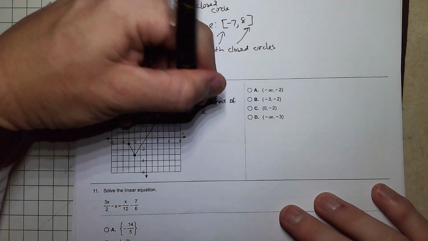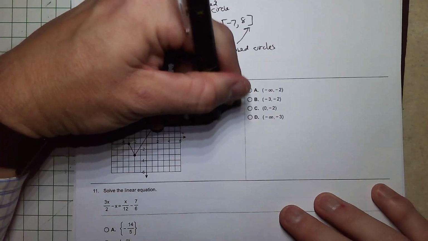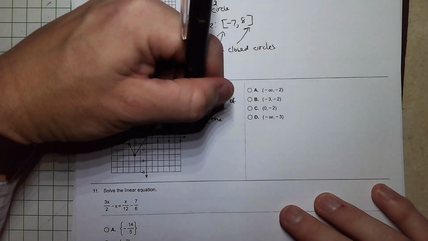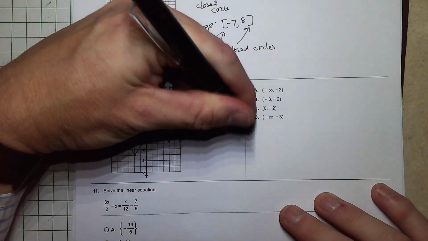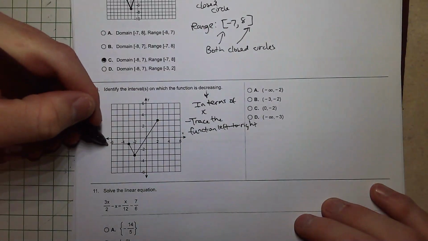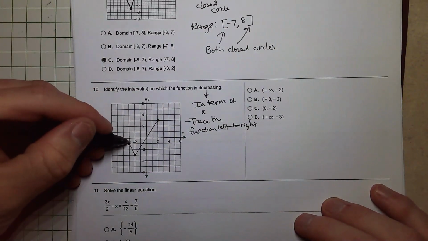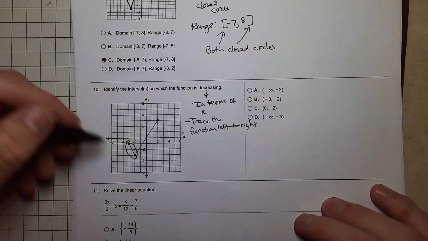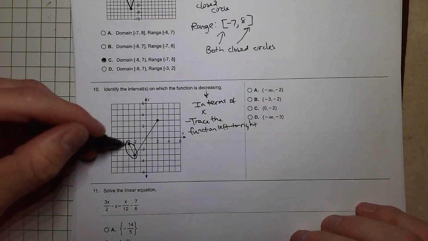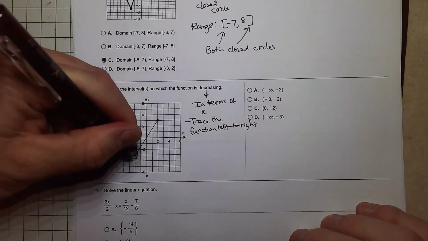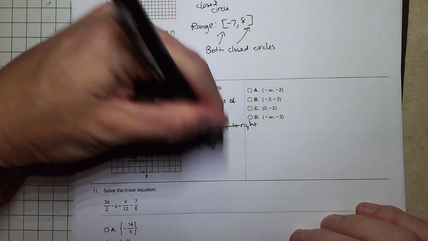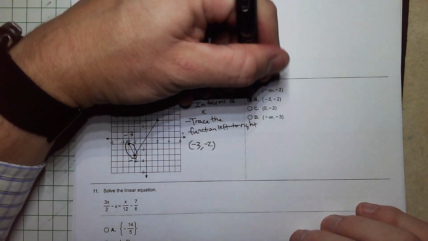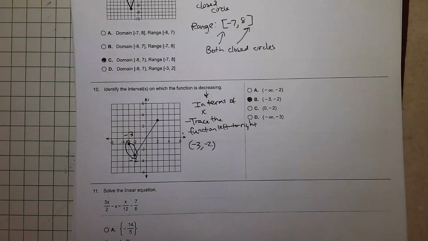X, you want to trace the function left to right. Okay, so this will help you out. Whenever I'm going down, it's decreasing. Actually, it looks like it's only got one decreasing interval. As I'm tracing it, it's decreasing from negative 3 to negative 2. So that's B. Okay, not a lot to that one.